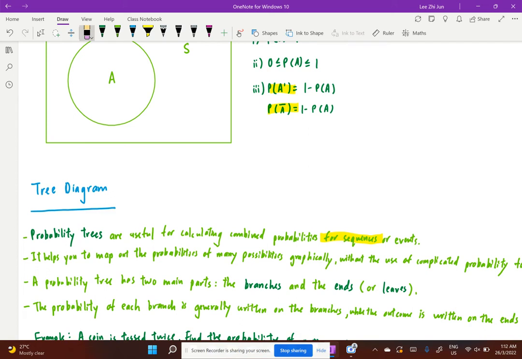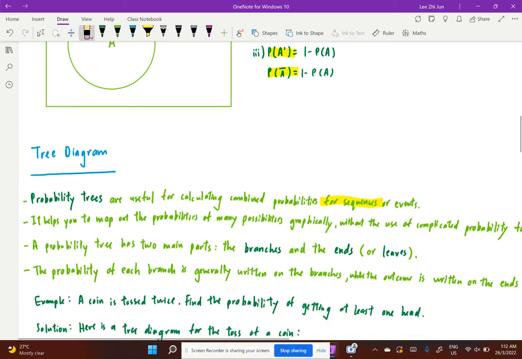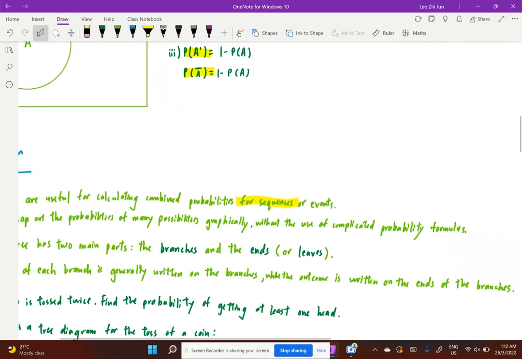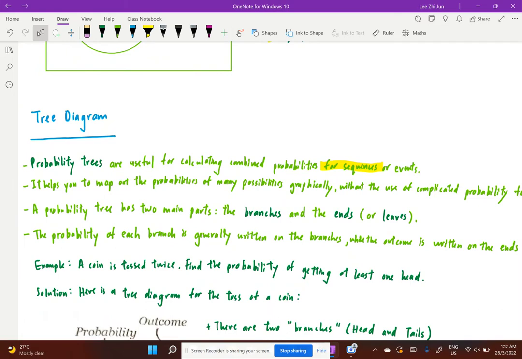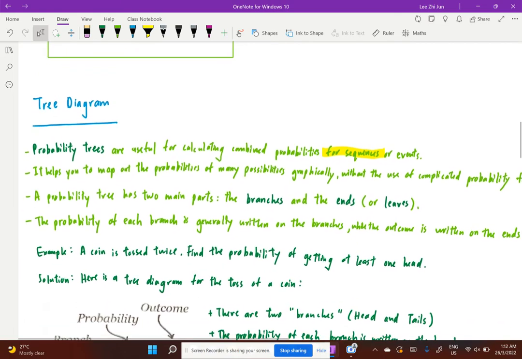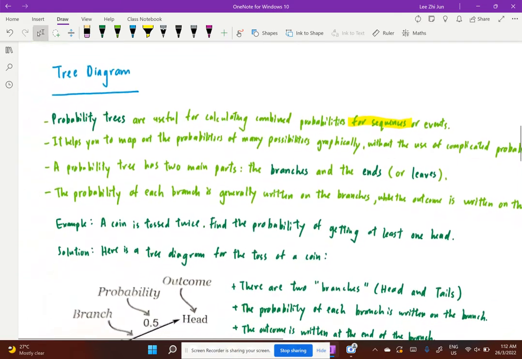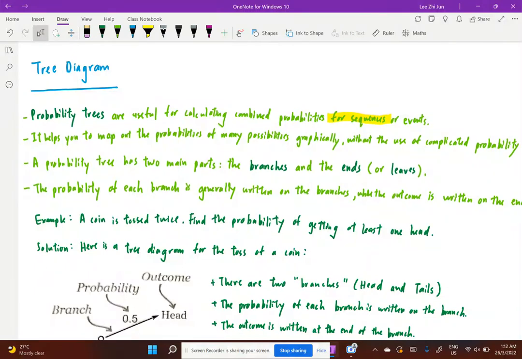A probability tree has two main parts: the branches and the ends or leaves. The probability of each branch is generally written on the branch, while the outcome is written at the leaf. So for example, a coin is tossed twice. Find the probability of getting at least one head. Here is the tree diagram for the toss of a coin.